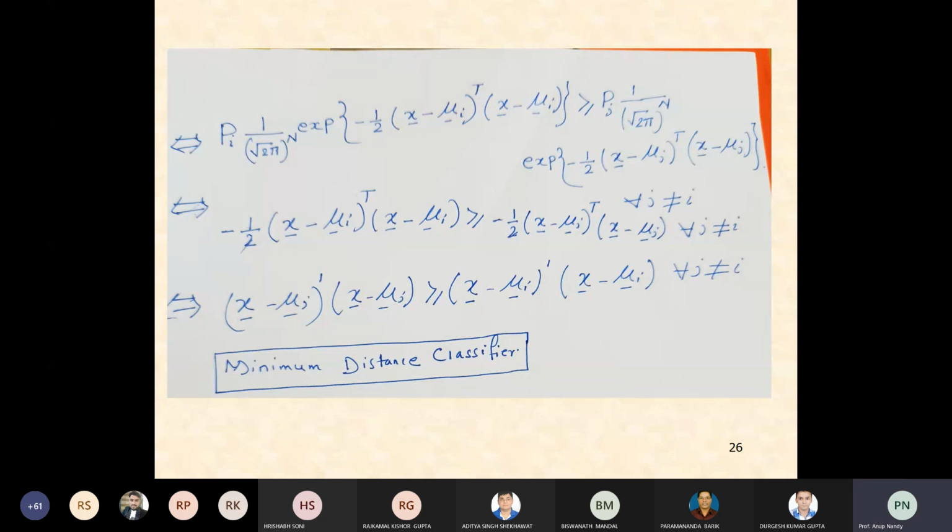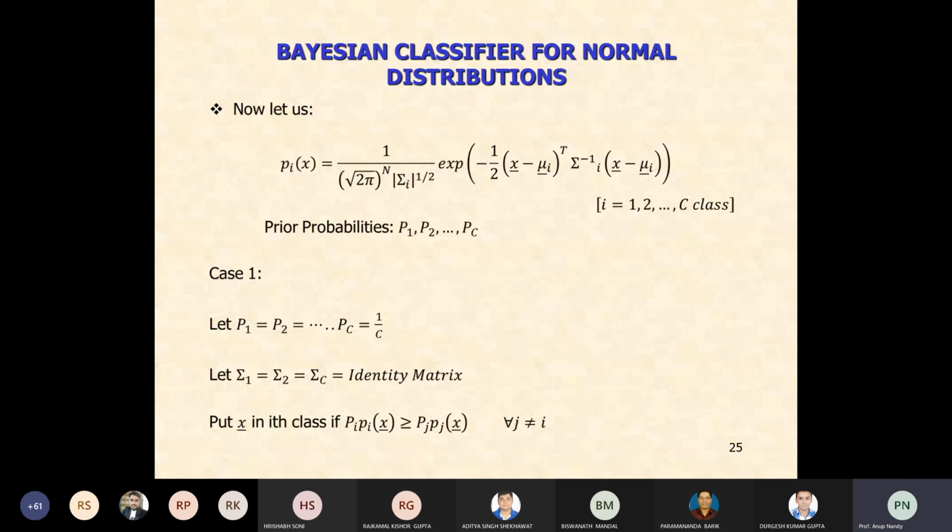You take x, the test point, and you have these many means. You calculate the distance of x with all these means, and whenever it is minimum, you put x in that class. That is the concept. That's why it is called the minimum distance classifier. And it is coming from the Bayes decision rule, with the multivariate Gaussian, under these certain assumptions.